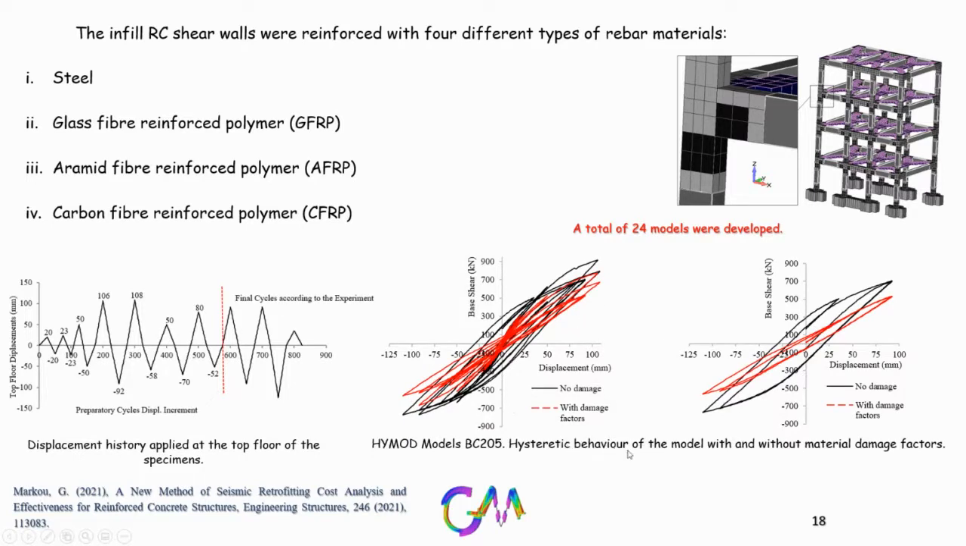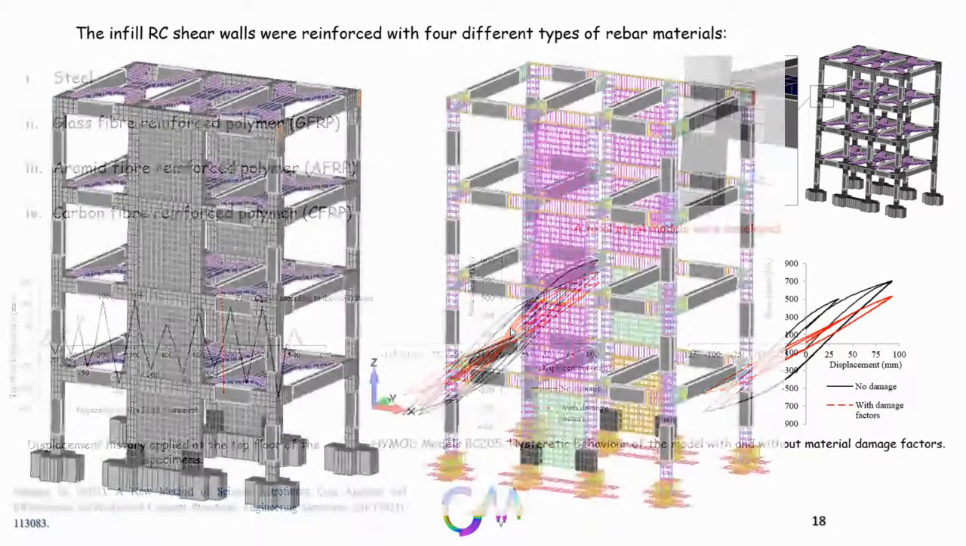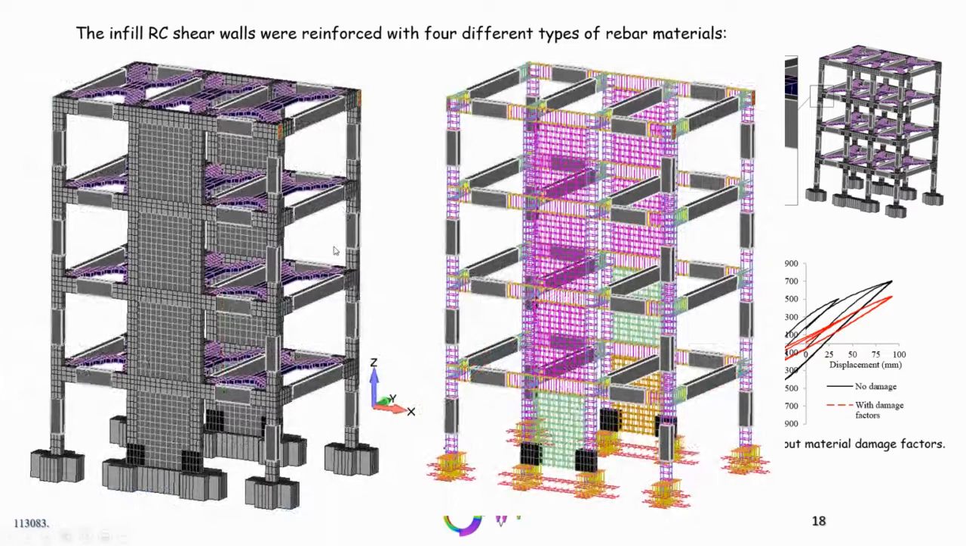As you can see, the hysteretic behavior of the models with and without material damage factors. The pinching effect is larger for the red line compared to the black one. And of course, this is important given the fact that we perform a cyclic analysis. This is the model, and this is how the actual specimen looked, except for the slabs. The slabs were normal slabs, but here, given that we are using a hybrid approach, I created an X-type rigid diaphragm for each and every slab to take that into consideration. These are the rebars within the shear wall.